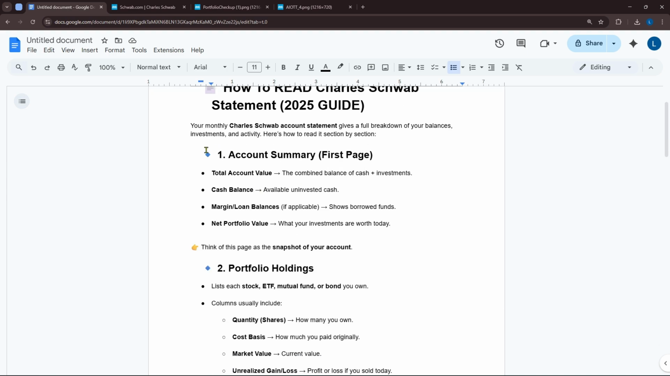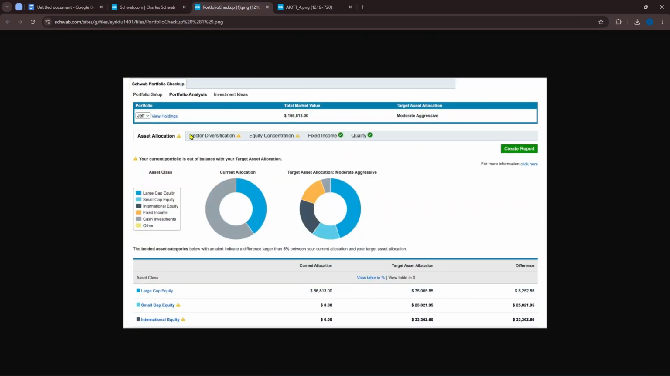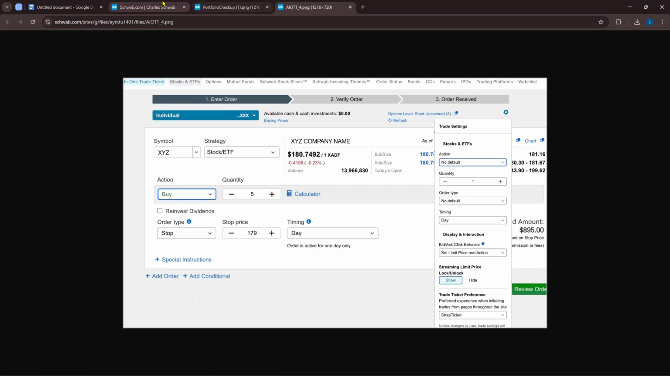So there is an account summary on the first page, which includes this one right here, your asset allocation, your sector diversification, the equity concentration, fixed income, and your quality. And here are also some pie charts for that, and a summary table for this one right here. So it's a holding of your portfolio.